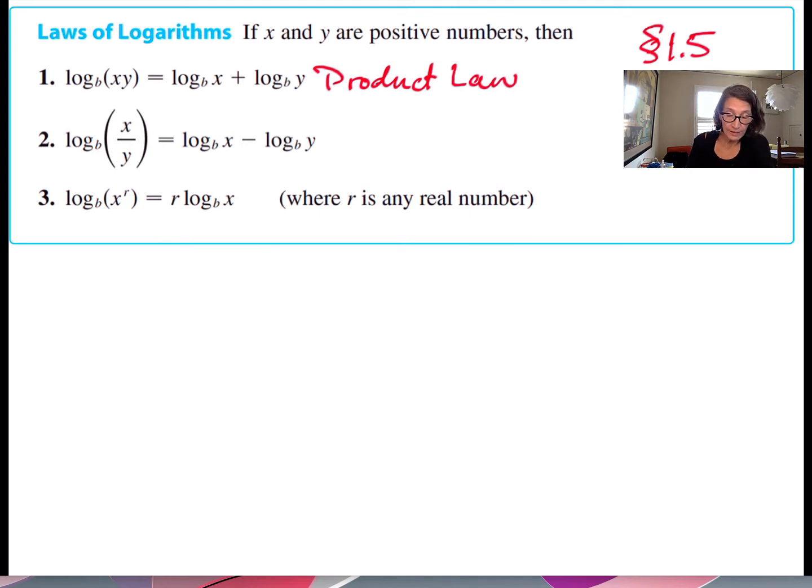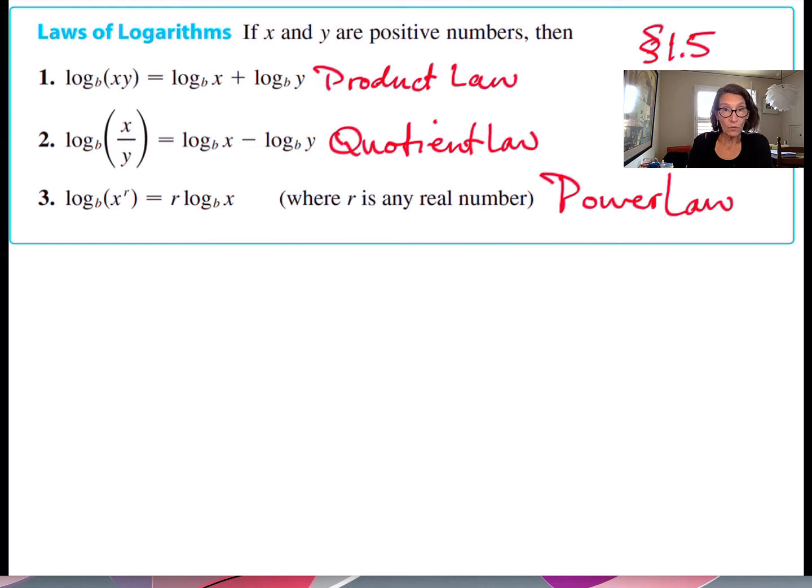And the second one is similar. That's the quotient law. It's the quotient law for exponents written in terms of logarithms. It says the log base b of the quotient x over y is just the difference, the log base b of x minus the log base b of y.